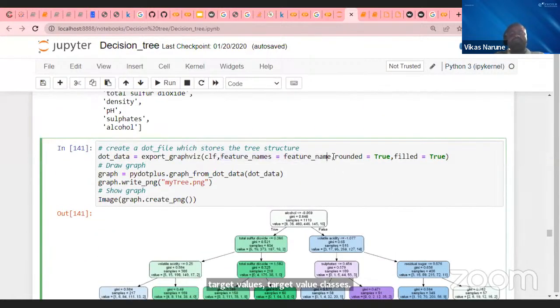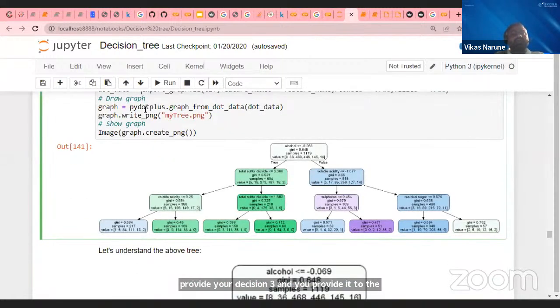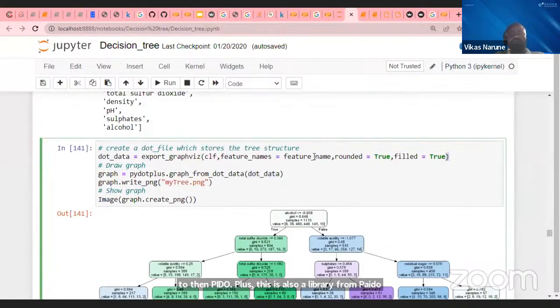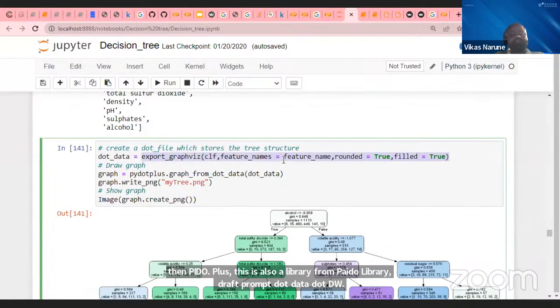Feature names equal to feature name, column names, rounded equal to true, filled equal to true, and this is the hyperparameter, please make it true, and that's it, guys. You provide your feature names, you provide your decision tree, and you provide it to the function called export graphviz, and the graph equal to pydotplus, which is also a library, graph from dot data. Dot data means our data, whatever classifier and whatever feature names we are passing.